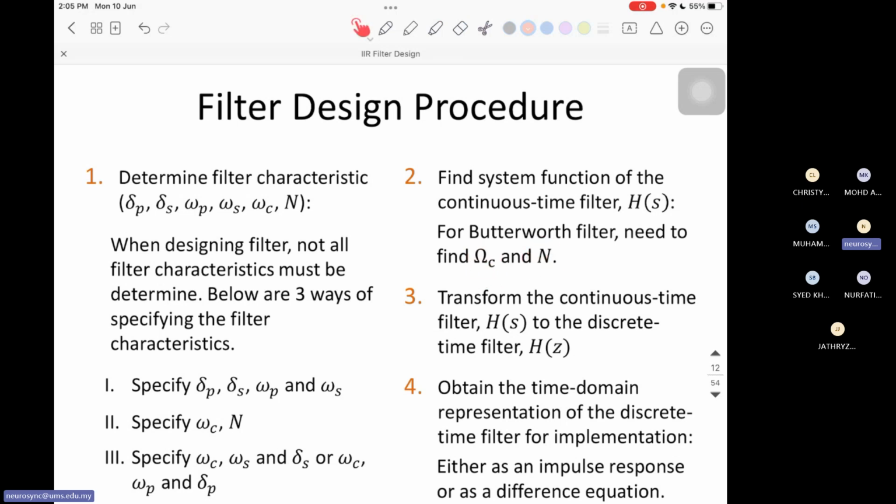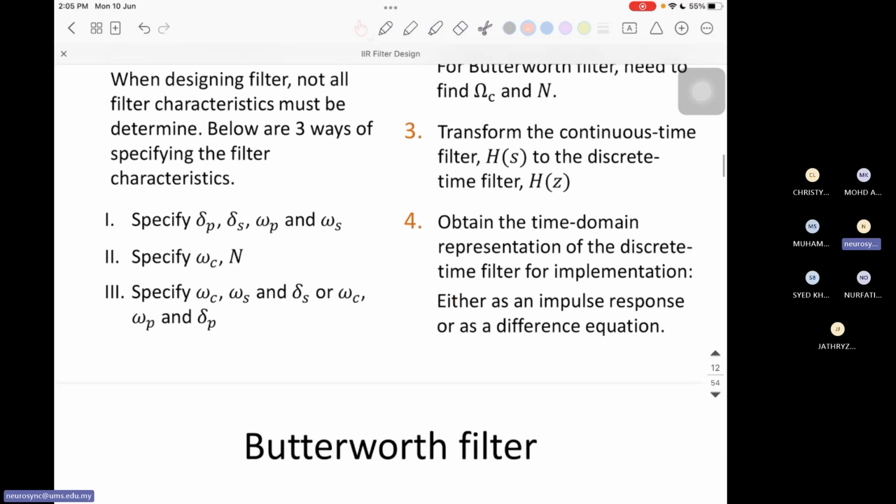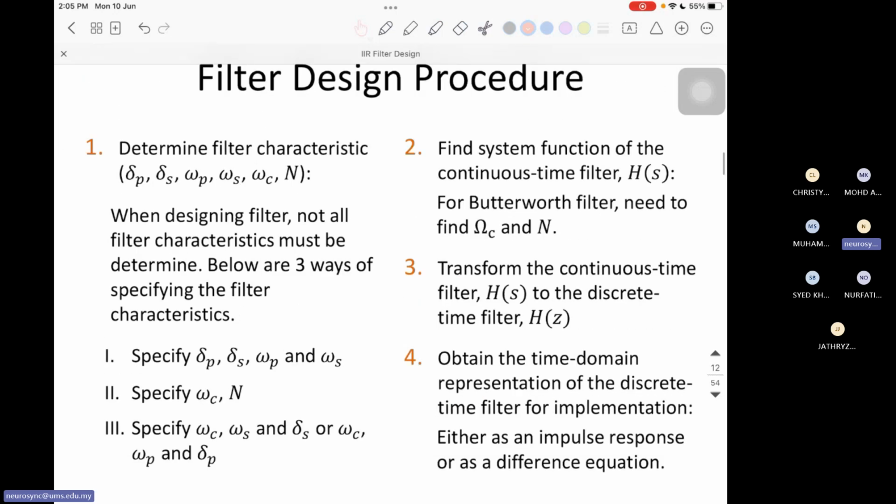The third step is to transform this continuous time filter H of S into the discrete time filter H of Z. The fourth step is to obtain the time domain representation of the discrete time filter H of Z for implementation. So either we can represent this as an impulse response or the difference equation. So these are the steps. There are 4 steps in the design of this filter.